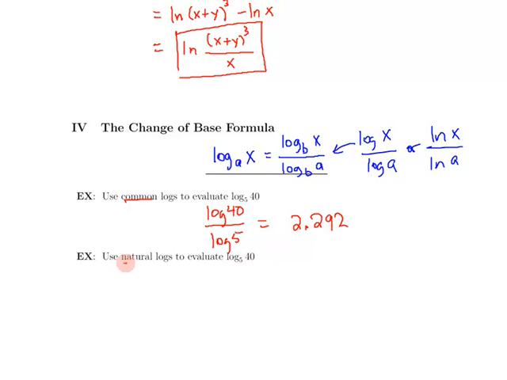Now what if I use natural logs? What if I did natural log of 40 divided by natural log of 5? 2.292. I get the same answer on my calculator, and that is how we can use our calculators to evaluate any logarithm that we want.